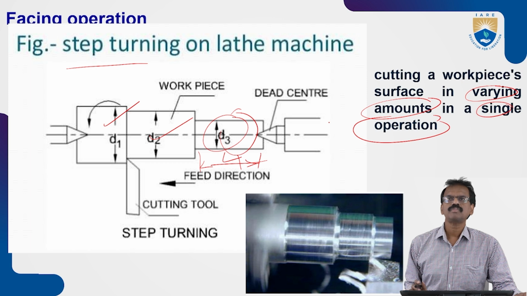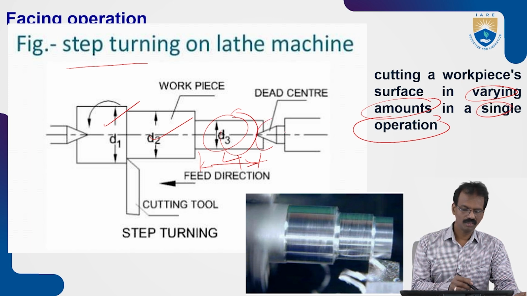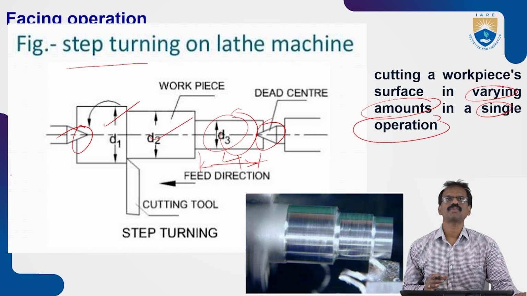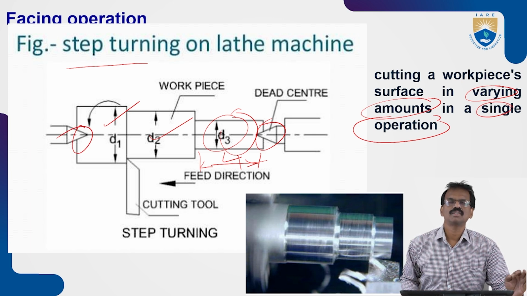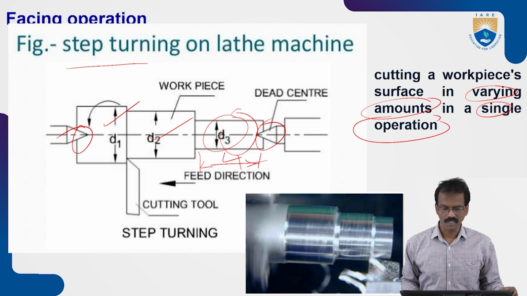By a single operation, with the help of the dead center and live center, we can perform the turning operation. In the turning operation, the tool will move parallel to the axis of the lathe. In facing operation, the tool moves perpendicular to the axis of the lathe.